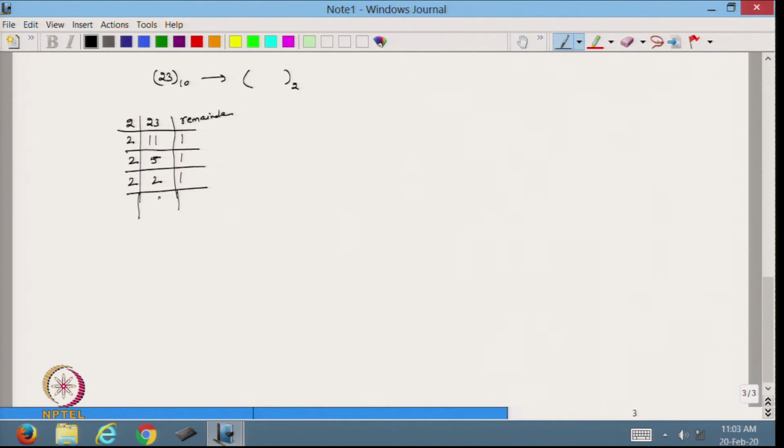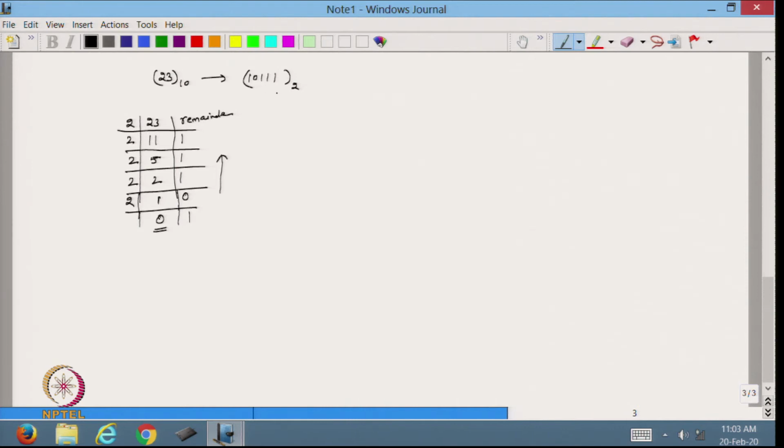So, 2 divided by 2 gives 1 and the remainder is 0, and then I will again divide by 2. So, it will be 0 and the remainder will be 1. So, I have to go until I get 0 here. In this case, this is the way we will take it. So, the representation will be 1 0 1 1 1. So, 23 in the decimal form can be converted into the binary form with the help of this.